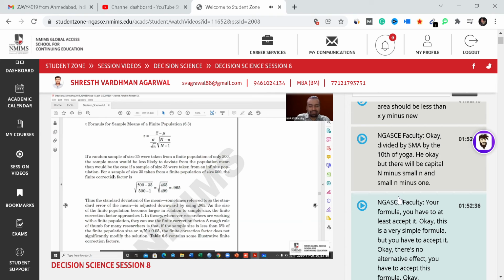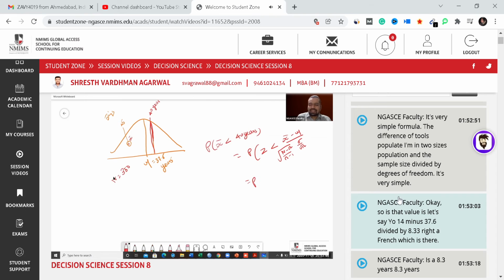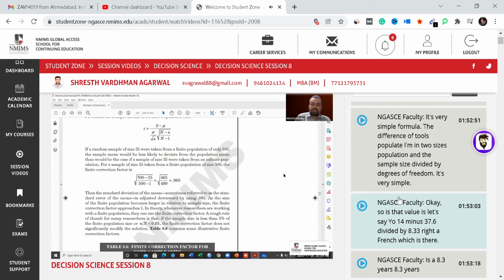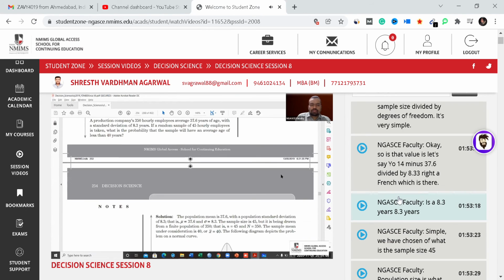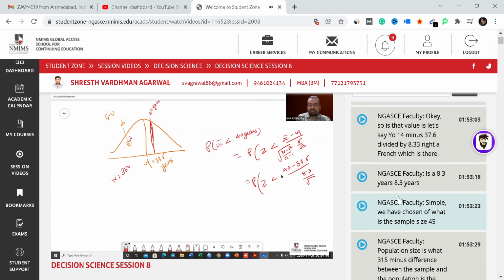It's a very simple formula. It's a difference of two sizes, the population and the sample size, divided by degrees of freedom. So the Z value is, let's say here, 40 minus 37.6 divided by 8.33. Yes, 8.3 years. The sample we have chosen is of size 45.